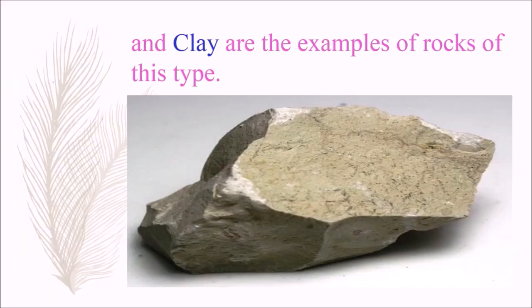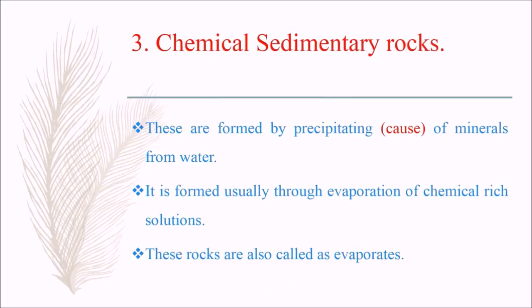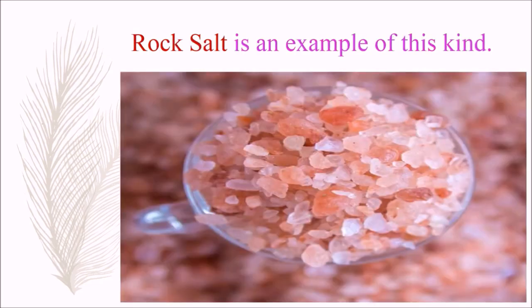Here we can see the picture of clay. The third one is chemical sedimentary rocks. These are formed by precipitating of minerals from water. It is formed usually through evaporation of chemical rich solutions. These rocks are also called as evaporites. Rock salt is an example of this kind.